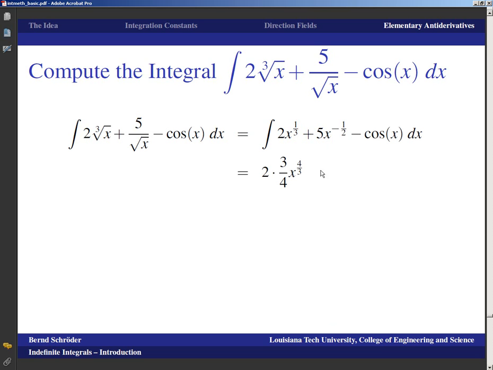And now we pull this apart, and we do this just term by term. We keep the 2. 1/3 plus 1 is 4/3, which is the exponent, and 1 over 4/3 is 3/4. So we end up with this term here.